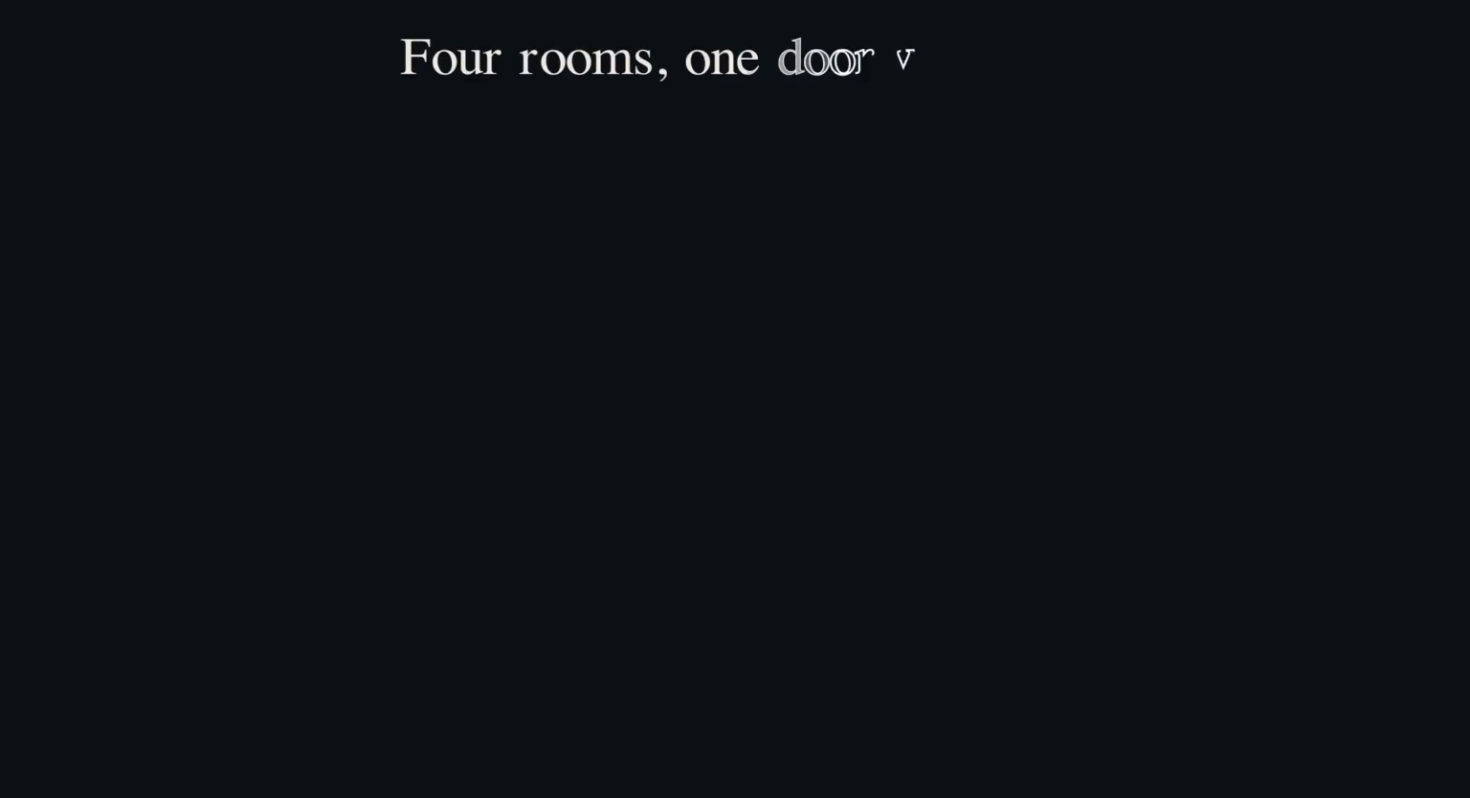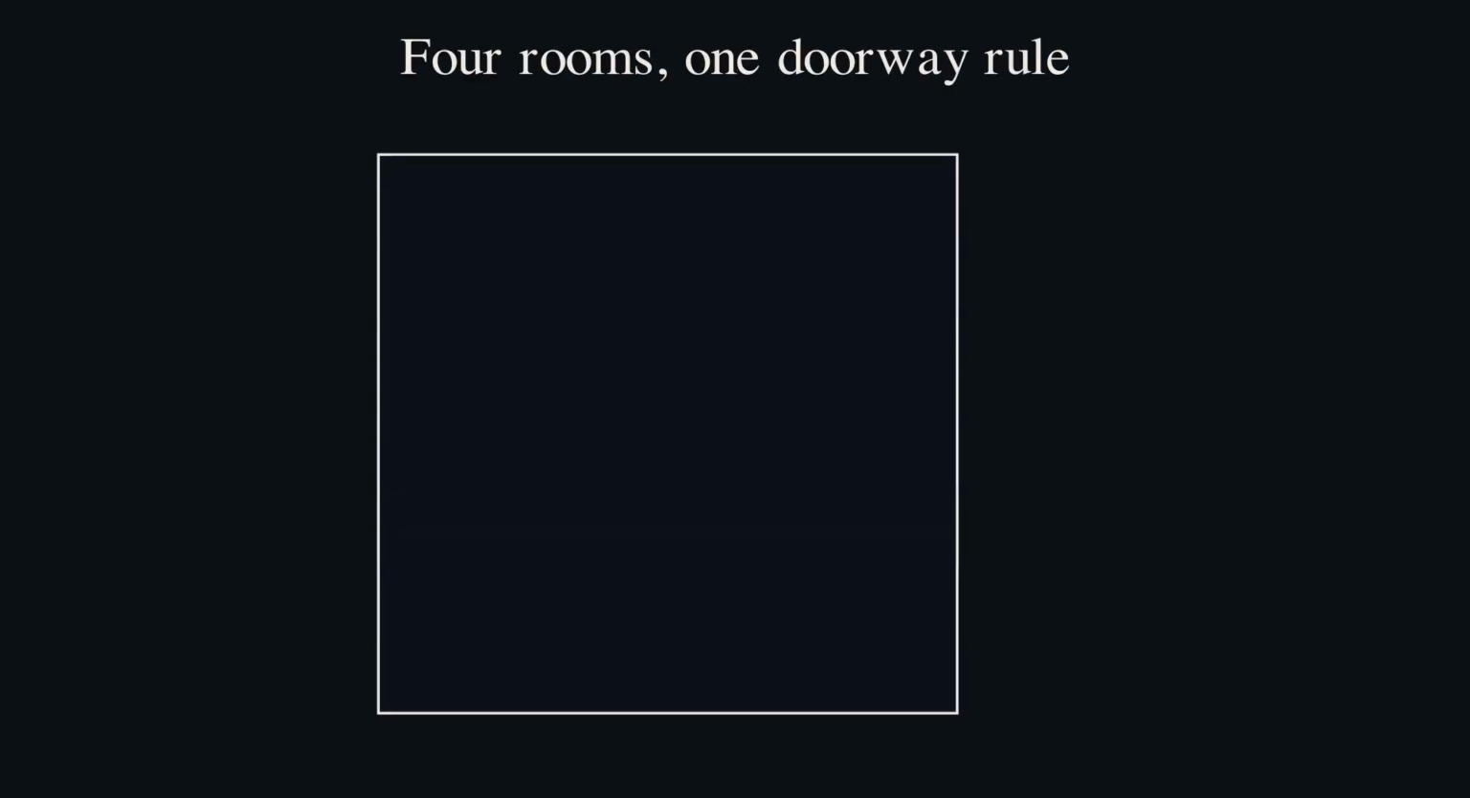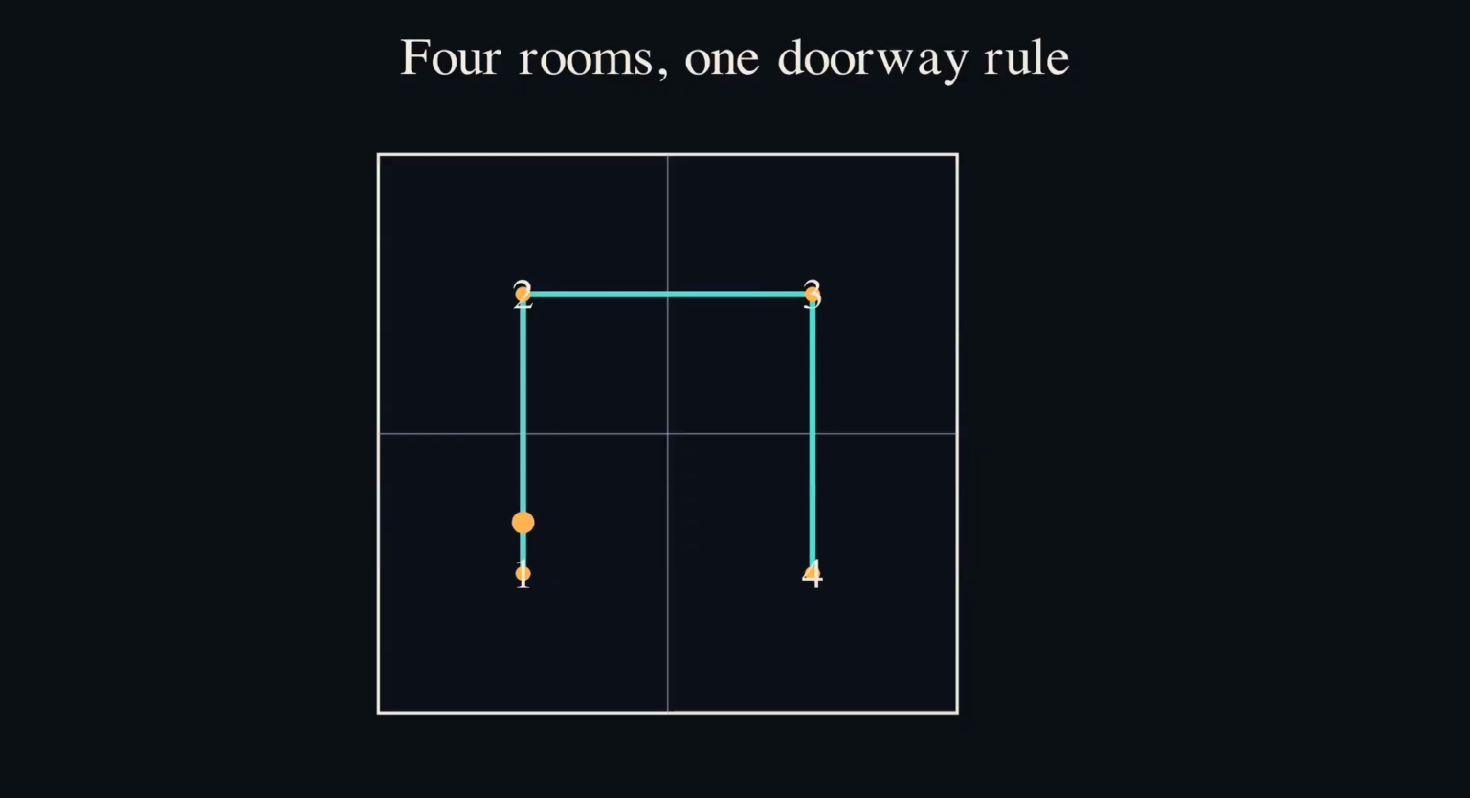The whole construction begins with 4 rooms and one rule about doorways. Divide the square into 4 equal smaller squares. We want one continuous path that enters each room exactly once at this level, so connect their centers in a U shape: lower left, upper left, upper right, lower right. That little U is nowhere close to filling the square. Good. Its job is to tell us the visiting order.